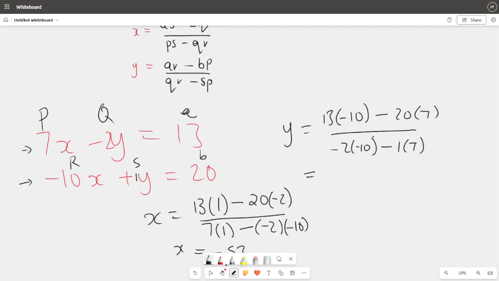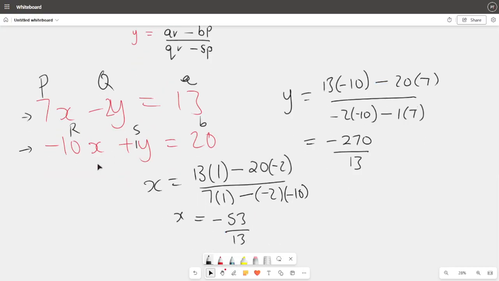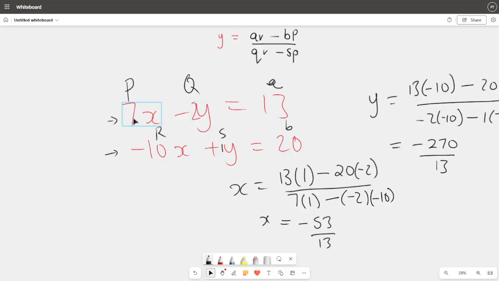Right, let's press the calculator once again. 13 into negative 10, then minus 20 into 7 all over negative 2 into negative 10 minus 1 into 7. Then you press your calculator, you get negative 270 all over 13 as well. So now this is the value of y, and this is the value of x, right? You have chosen whichever equation to put as your equation 1. Do not worry about which one has to be equation 1.